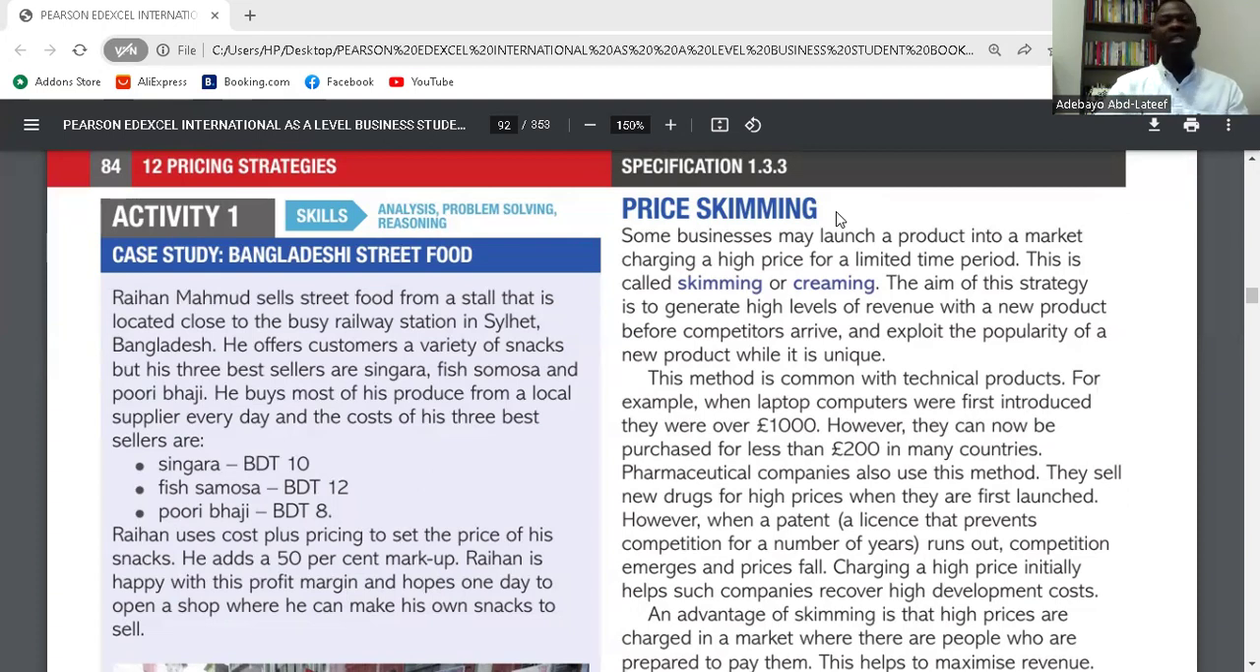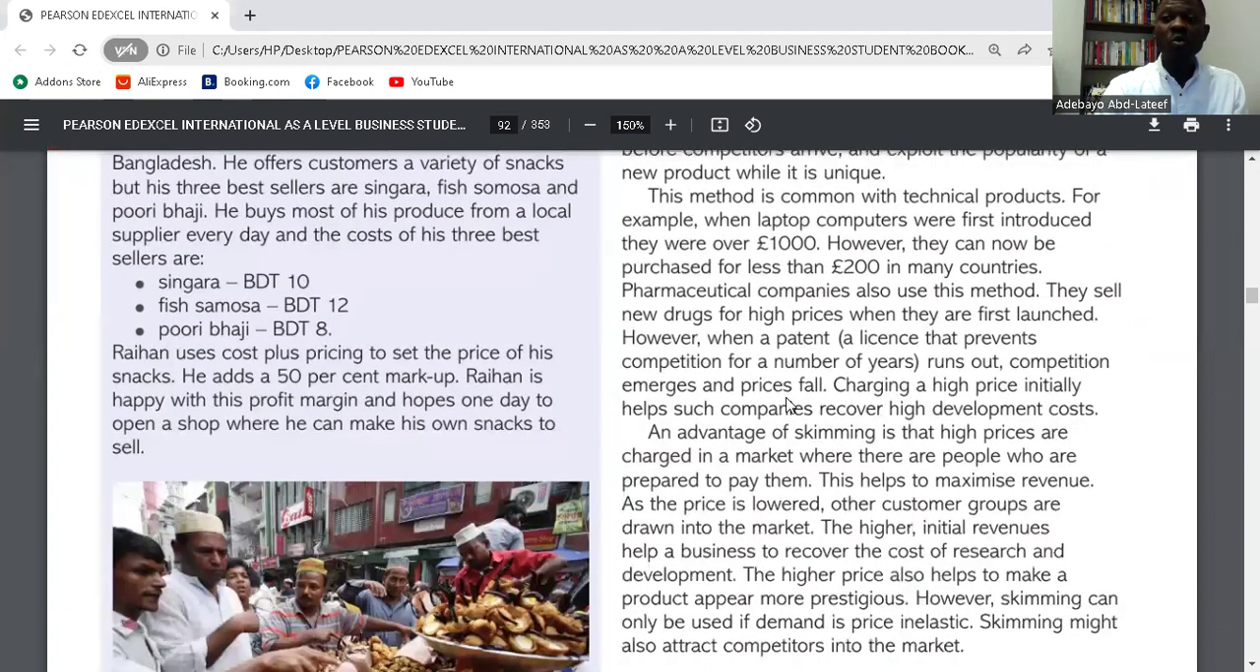And how are they going to seek for an alternative? Because they are seeking an alternative, entrepreneurs will find out that there's a gap in the market and produce the alternative that is needed. Do you get it? This method is common with technical products.